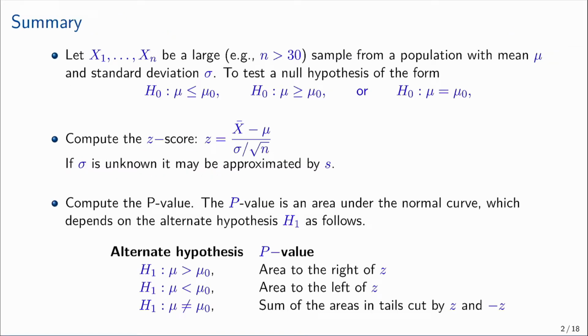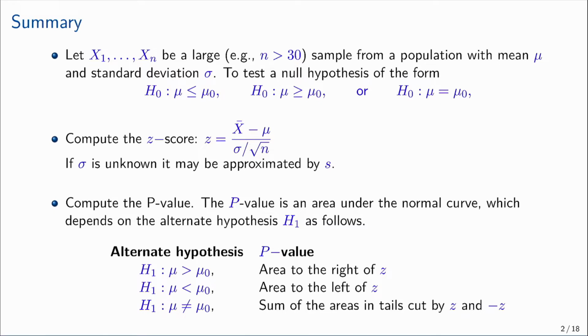Let's start by summarizing the results that we have until this point. Let's assume that we have a large sample and the mean is defined by mu and the standard deviation by sigma. So we are interested in testing the null hypothesis, and the null hypothesis can have three different forms. Either mu is less than or equal to a given value, mu is greater than or equal to a given value, or mu is equal to a given value.